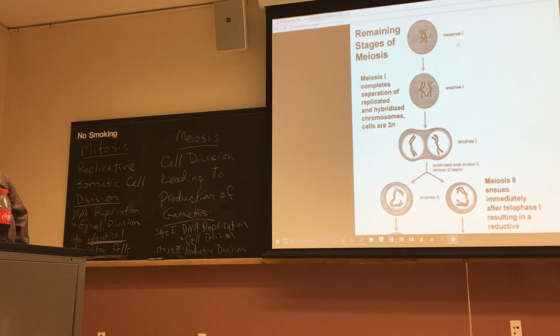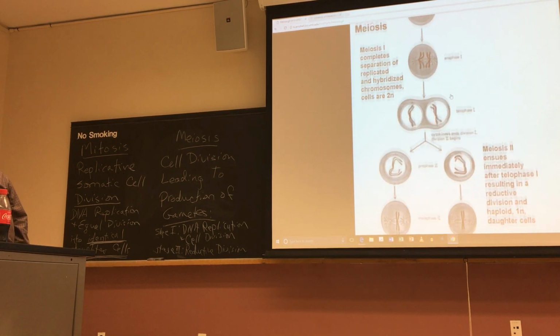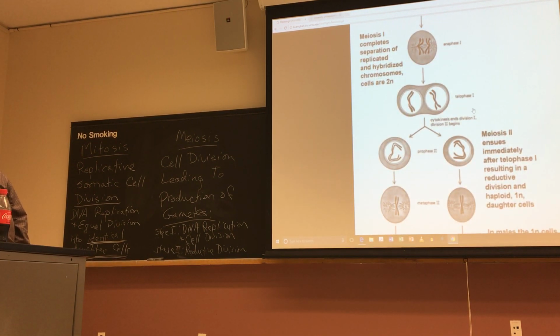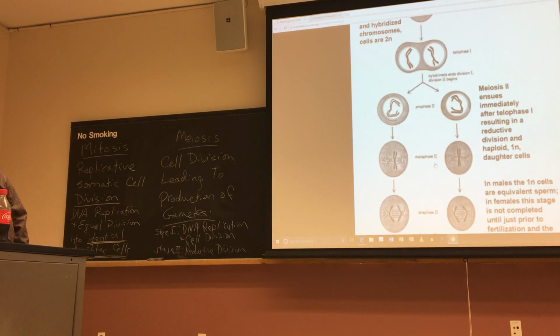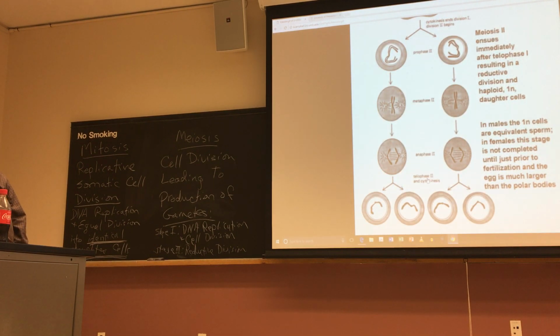So this is just, again, showing the stages of meiosis: metaphase 1, anaphase 1, telophase 1, and then entering meiosis 2, where you get prophase 2, and metaphase 2, anaphase 2, and finally cytokinesis to form the gametes.